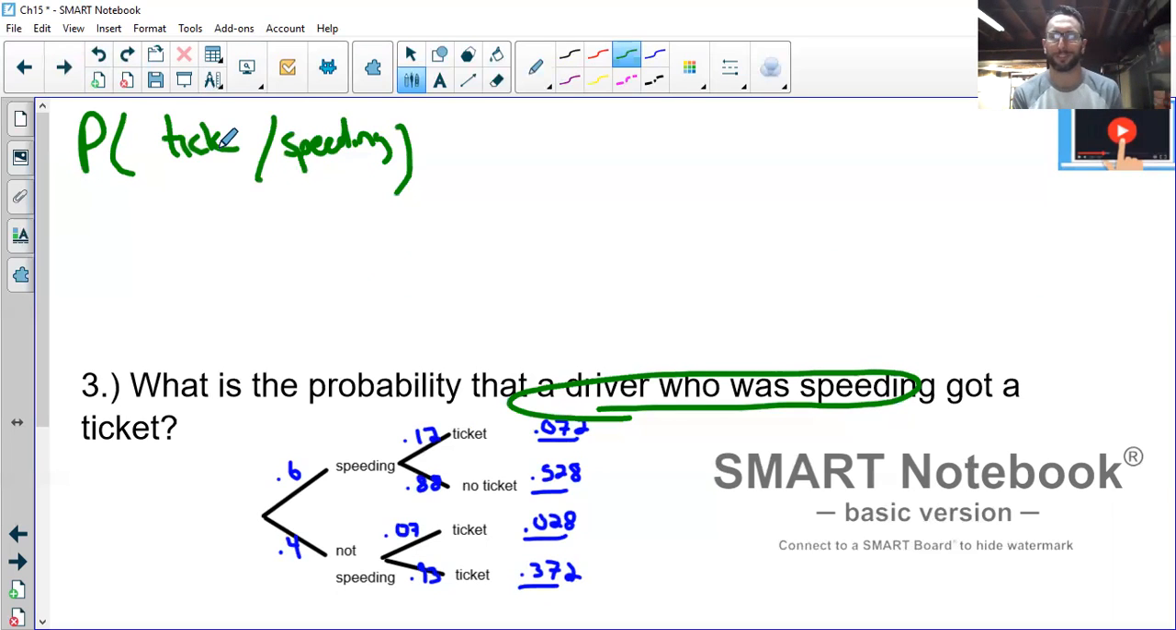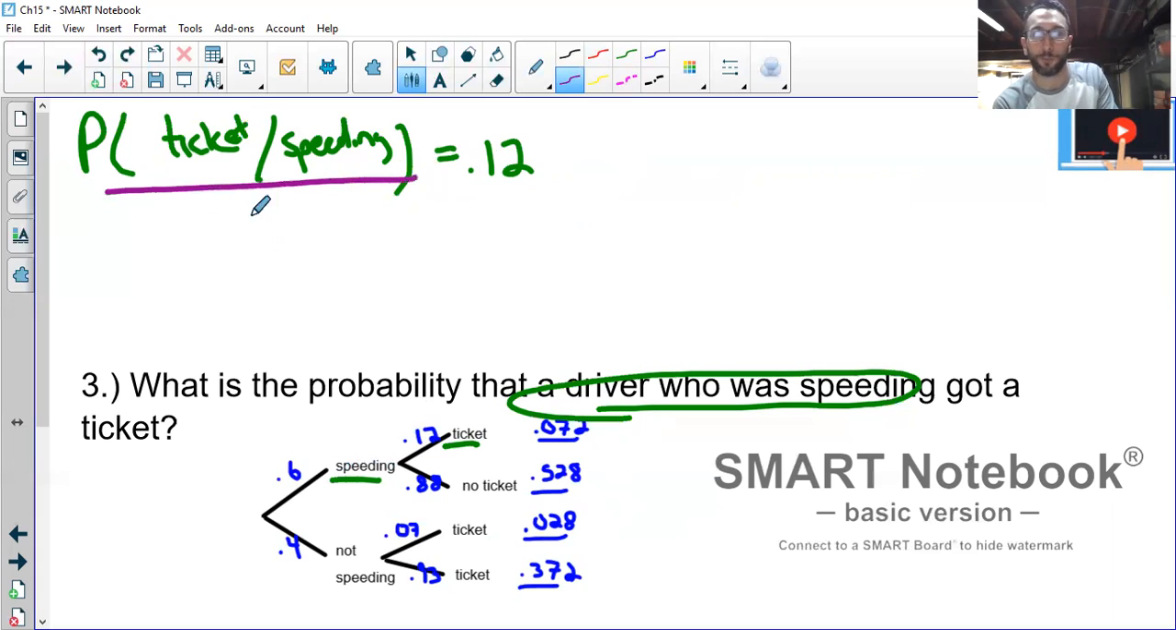Hopefully you're thinking to yourself, wait a second, we know that already. We know the probability that a driver gets a ticket if we know they were speeding is 0.12. The reason I still put this question here is because you might not have realized that. I want to make the point that if you start just working with the formula, you're still going to get the right answer. Numerator, right? Ticket and speeding.